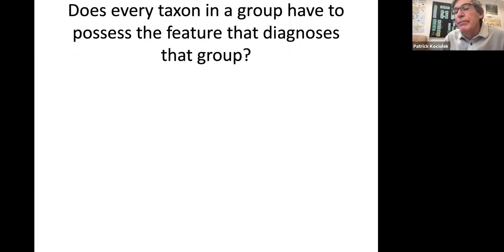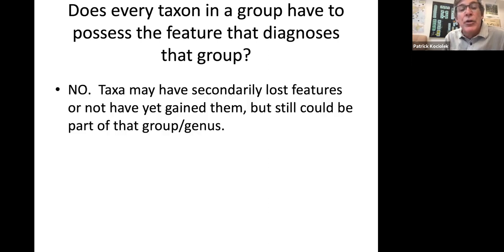So I want to ask you a question. Let's say you have diagnosed a group and you said this characteristic diagnoses this group. Would you expect that everything you assign to that group needs to have that feature that you've said diagnoses it? It seems like you would want to, right? You'd say, okay, this is my genus. My genus has these characteristics. And therefore, everything that goes into that genus has to have that characteristic or those characteristics that diagnose it. I'm going to make a case here that that's not necessarily true.